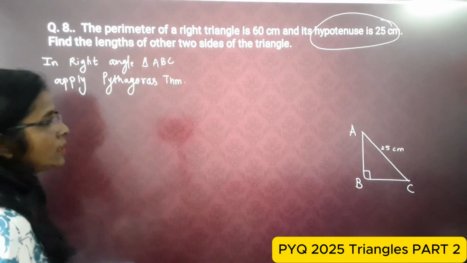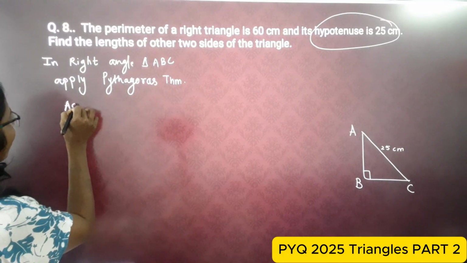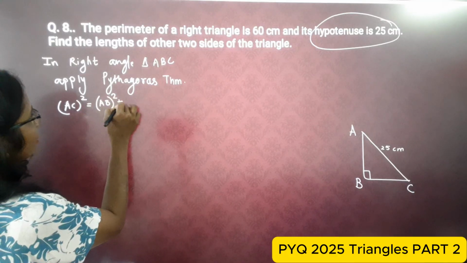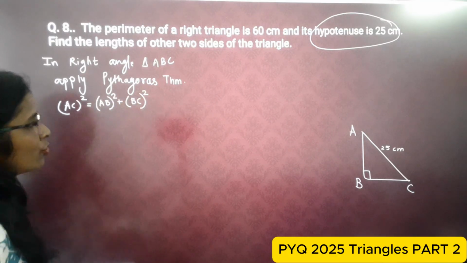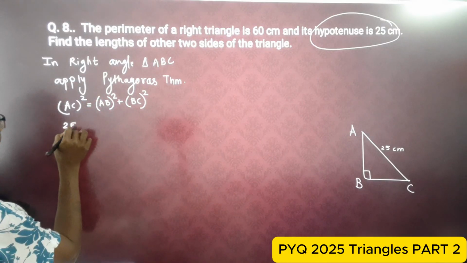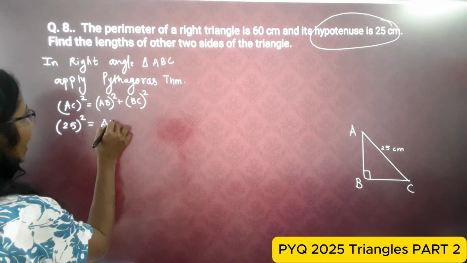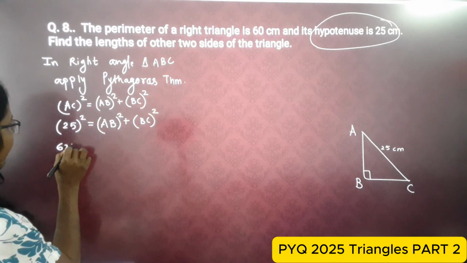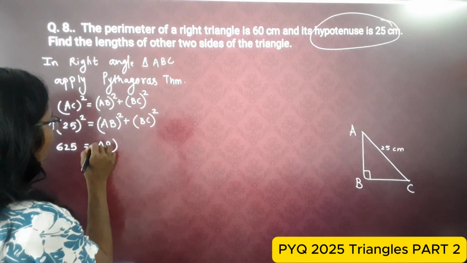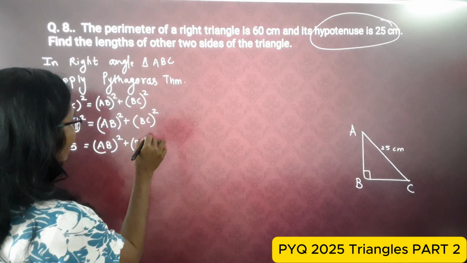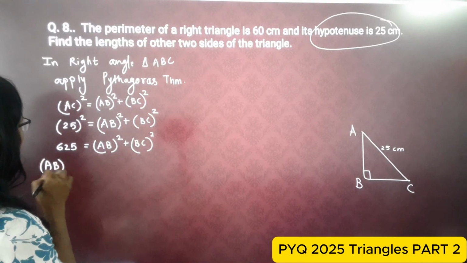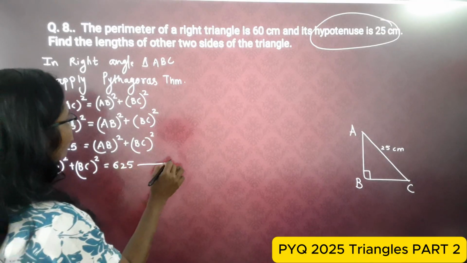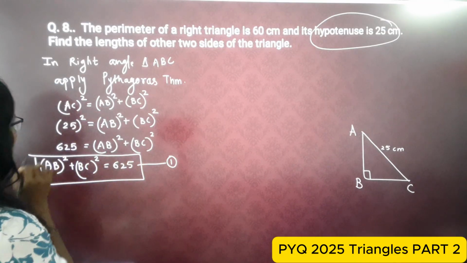By applying the Pythagoras theorem, we have the equation AC square is equal to AB square plus BC square. Now AC square, that is 25 whole square, is equal to AB square plus BC square. So 625 is equal to AB square plus BC square. That means AB square plus BC square is equal to 625. We can call it the first equation, students.